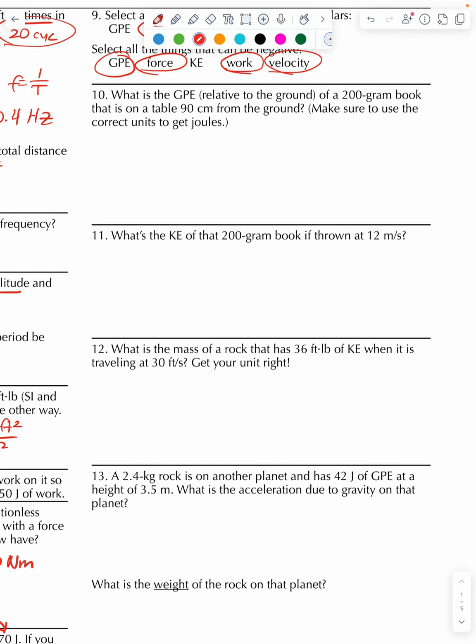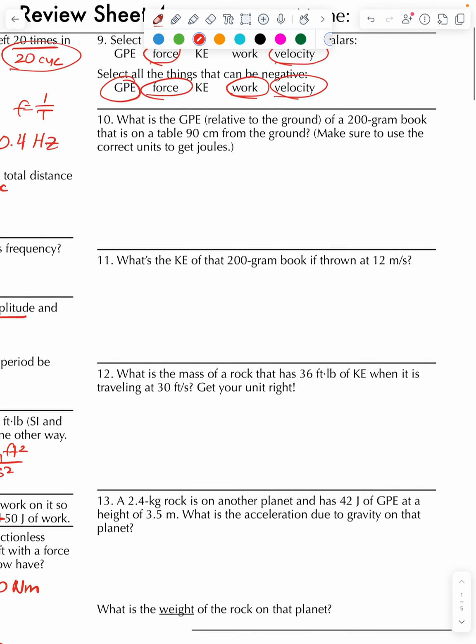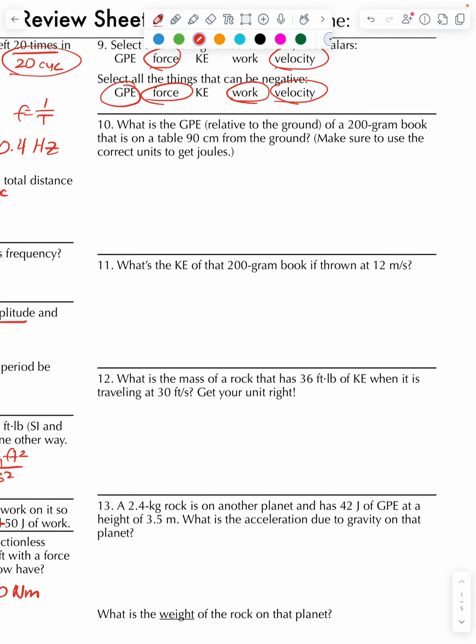What do we always use for masses? Kilograms, right? Book that is on a table, 90 centimeters. When do we use centimeters? From the ground. So we're gonna have to do a couple of conversions. We'll just do them in our head. Make sure to use the correct units to get joules.